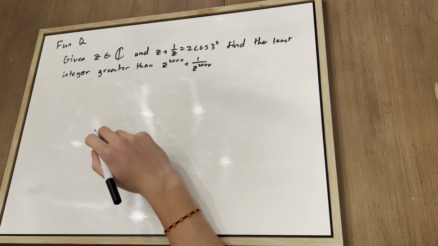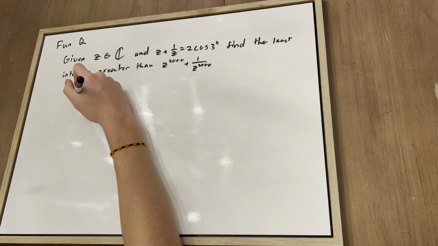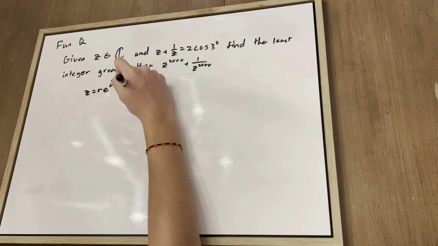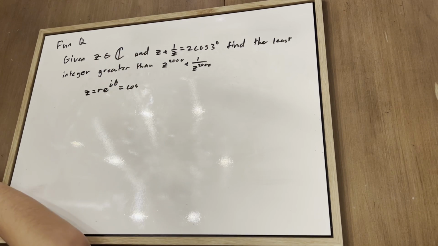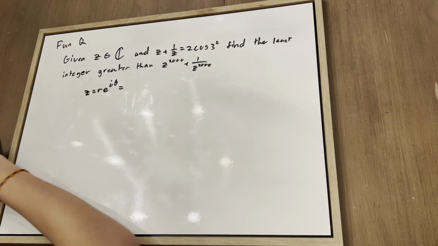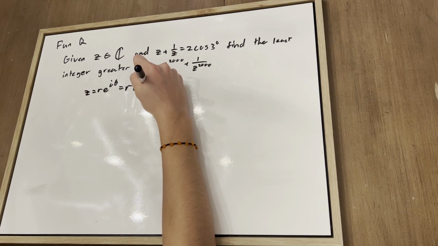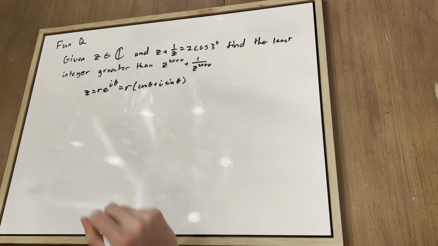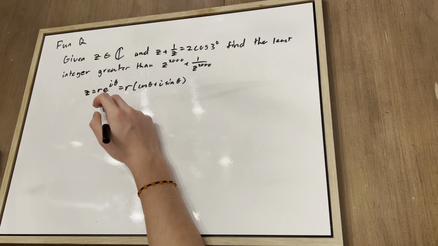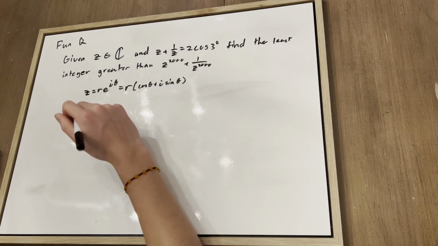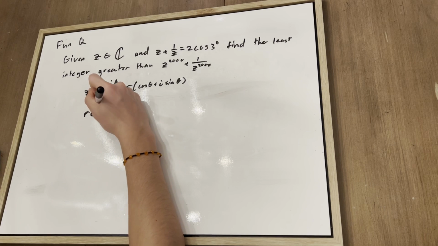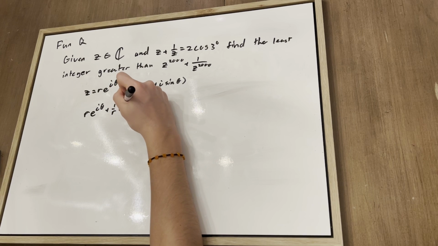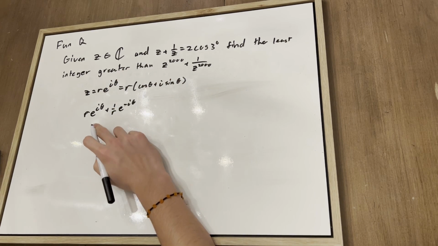So to approach this problem, we should actually use Euler's formula, which basically states if we have z equals r e to the i theta, we can write this as r times cosine theta plus i sine theta. So now we can plug z into here. So what we get is r e to the i theta plus 1 over r e to the negative i theta. And then we can use this form to write out here.